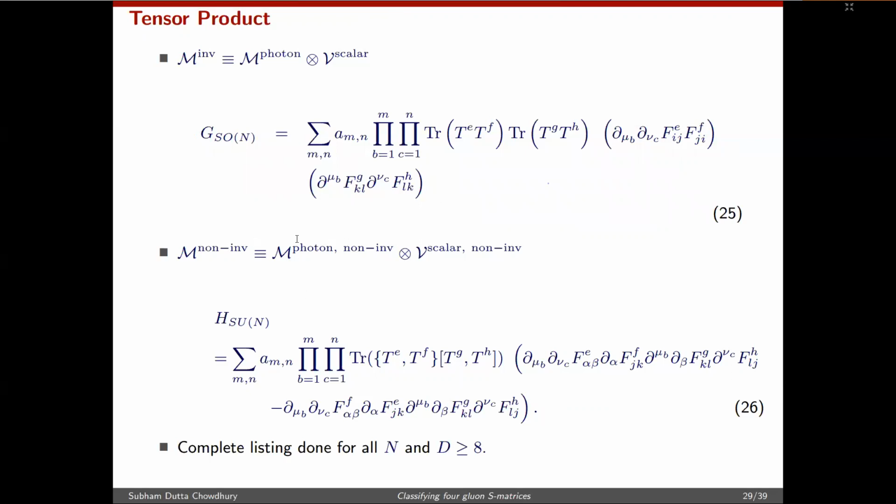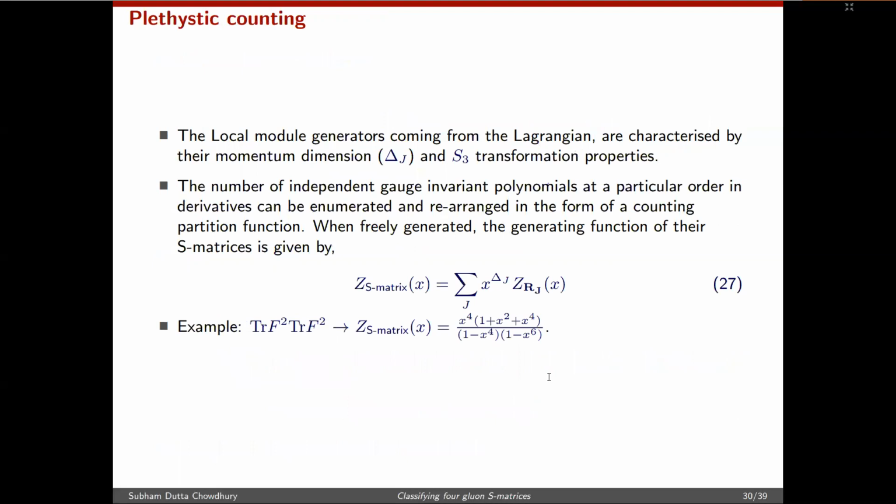So for M non-invariant also, you can do such a tensor product. It's not very intuitive, but you can convince yourself that this is the Lagrangian which corresponds to that module. And we have a complete listing done for all n and for d greater than or equal to 8, right? So how do I know all this is correct? I'm doing some counting, I have motivated some group theory principles. How do I know this?